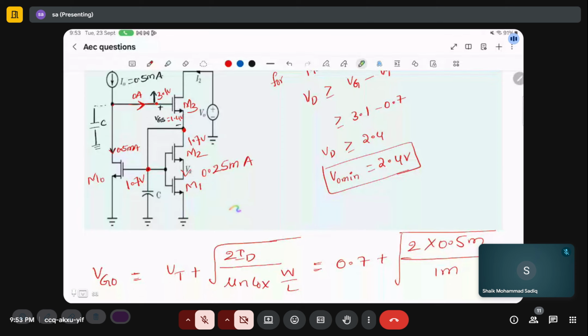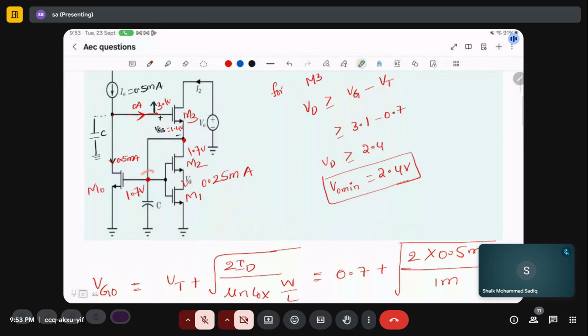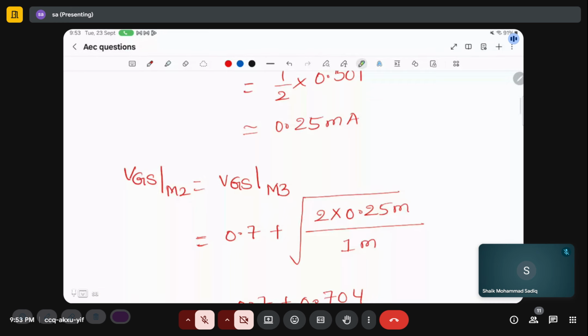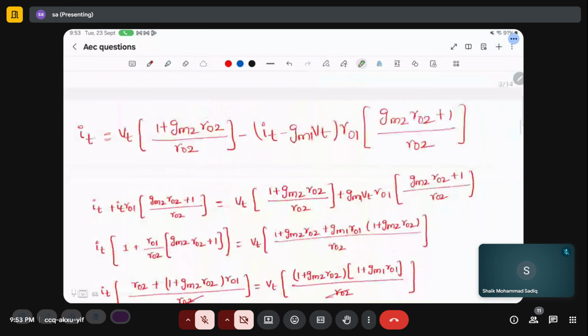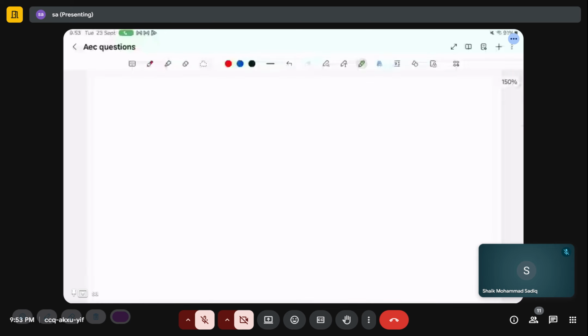Yes, to form a pole, you should have a capacitance and then a resistance. So you have a capacitance and equivalent resistance here. You can compare it with the first order RC system.